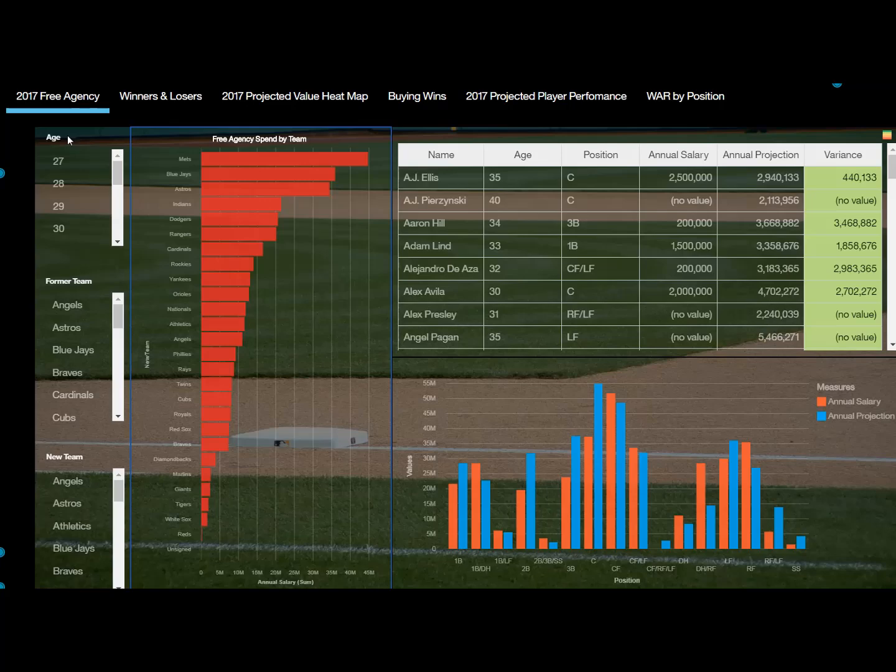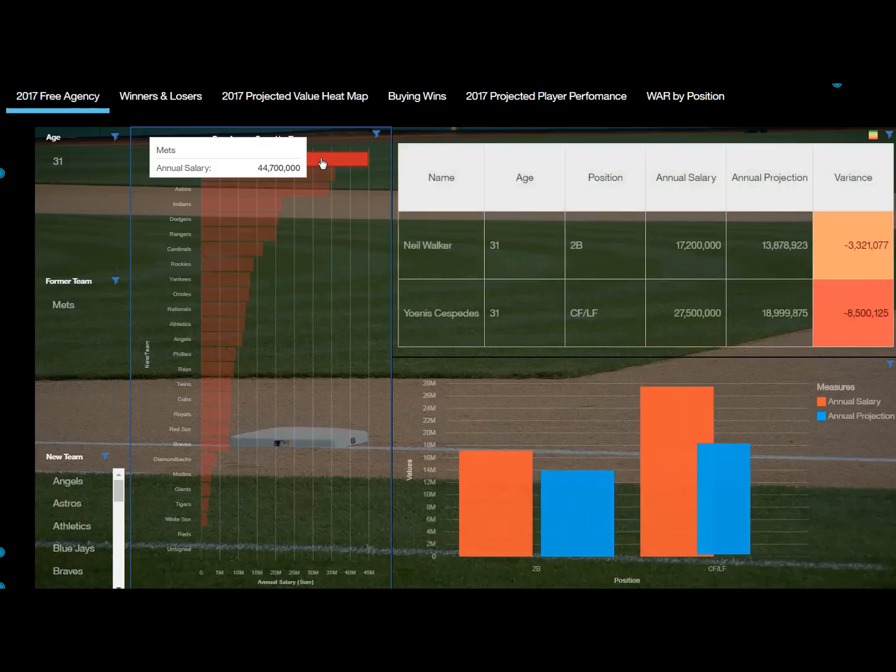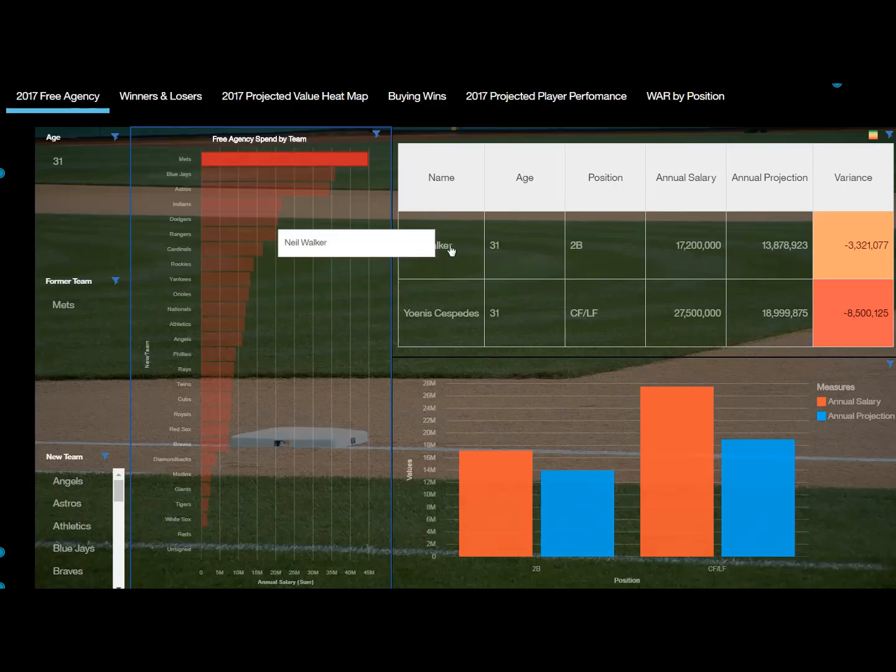If I look at the graph on the left, as a general manager, I can easily see which teams have been the most active in the free agency market in terms of dollars. If I want to see the players that teams are signing, I can click on the bar chart, for example the Mets, and I can see that the Mets didn't sign very many players, but the players that they signed were definitely expensive. Let's look at an individual player signing, Neil Walker.